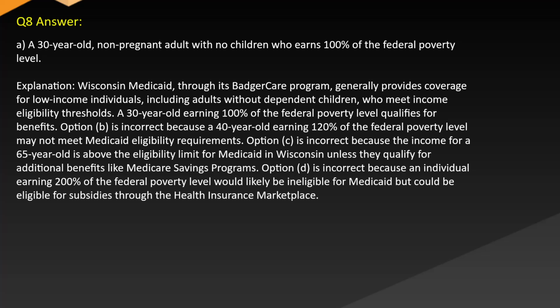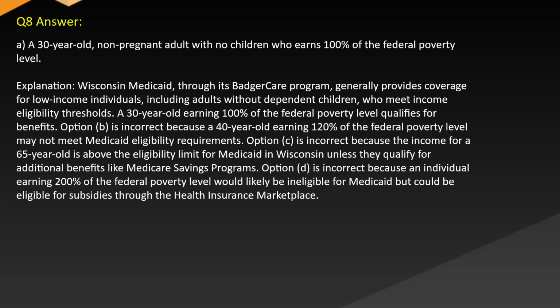Answer: A. A 30-year-old non-pregnant adult with no children who earns 100% of the federal poverty level. Explanation: Wisconsin Medicaid, through its BadgerCare program, generally provides coverage for low-income individuals, including adults without dependent children who meet income eligibility thresholds. A 30-year-old earning 100% of the federal poverty level qualifies for benefits.